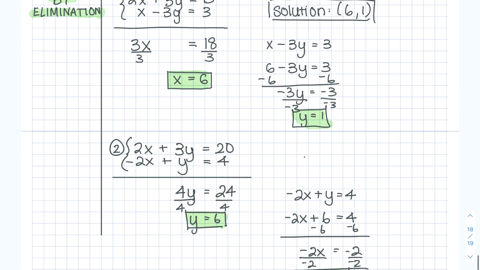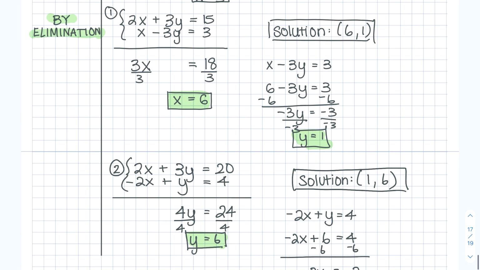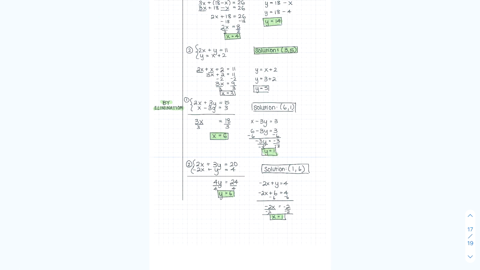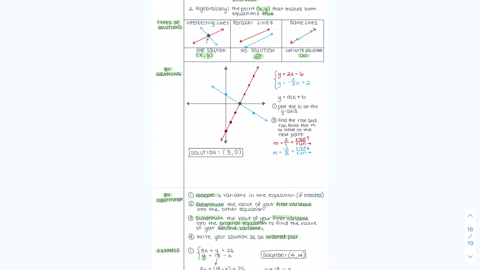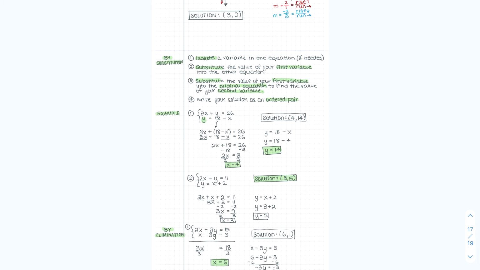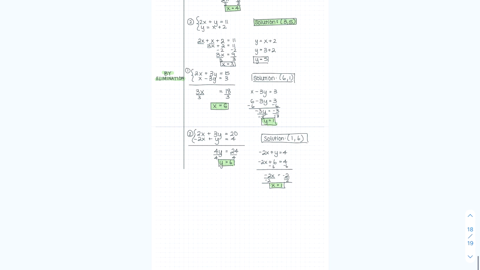So my solution should have been (1, 6), which is literally the backwards of what we just did. That is it. That is all your notes for today. Good job, guys. So we did three things: we did finding systems by graphing, finding systems by substitution, and finding systems by elimination.